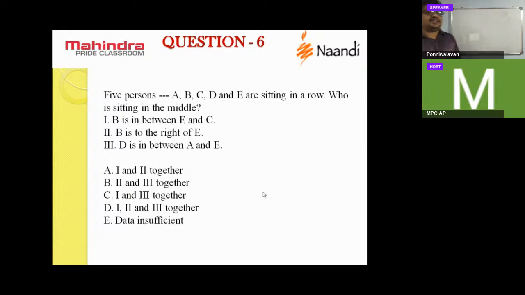A, B, C, D and E are sitting in a row. Who is sitting in the middle? Okay, first clue. B is in between E and C. Okay, first listen. Note the question.